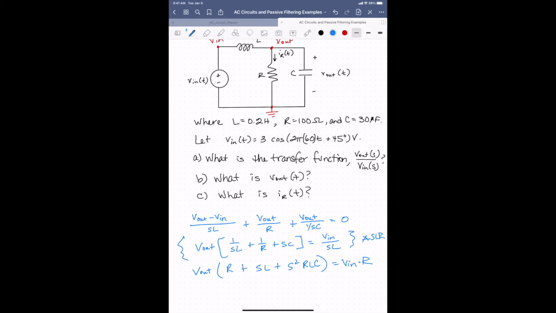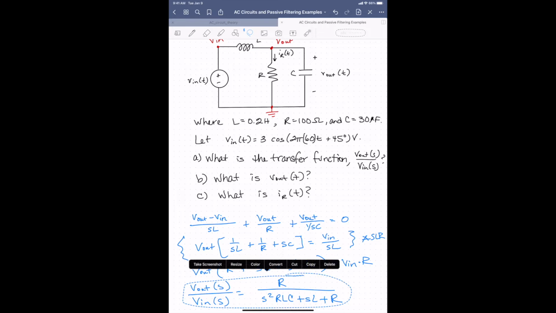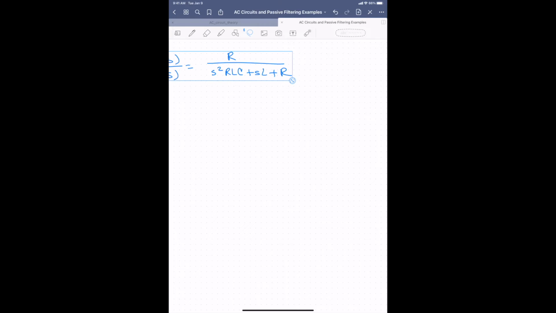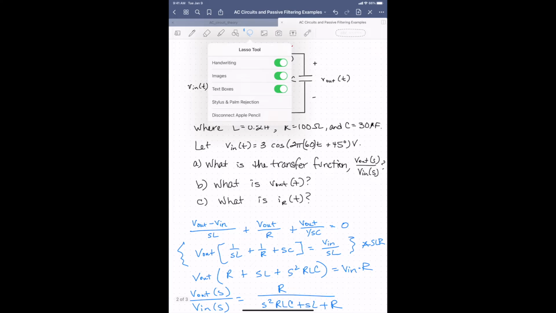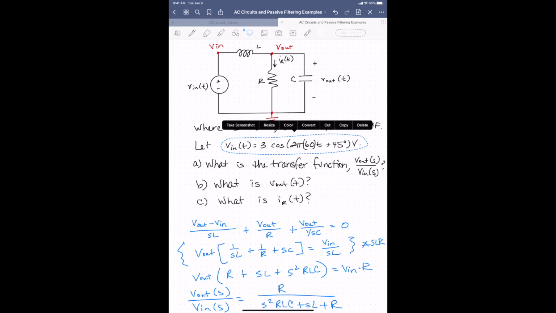If we solve for V out over Vn, and of course we're in the S domain here, we will end up with R over S squared RLC plus SL plus R. So we have found the transfer function. This is what you would have done in our section on passive filtering where we solve for transfer functions. So now, this is still a true statement, of course, but now we want to consider what happens when our input is going to be this particular value, a particular sinusoid.